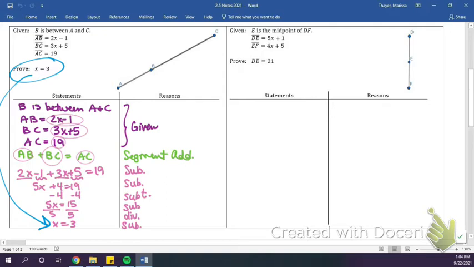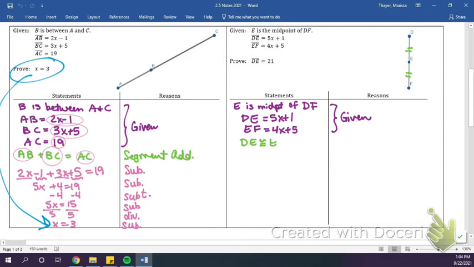Let's try the next one. They tell me that E is the midpoint of DF. They tell me DE is equal to 5x plus 1, and EF is equal to 4x plus 5. All of those are given. When I look at my proof starters, it's helpful to remember that if they give me a midpoint, that means that you've got two equal pieces. So DE is congruent or equal to EF because it's a midpoint. So definition of midpoint.